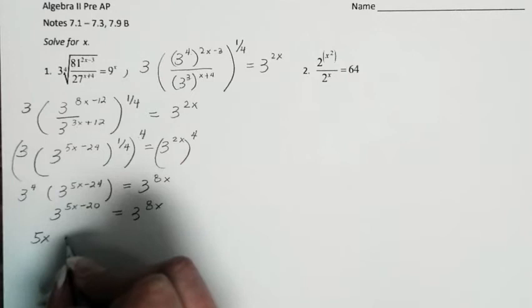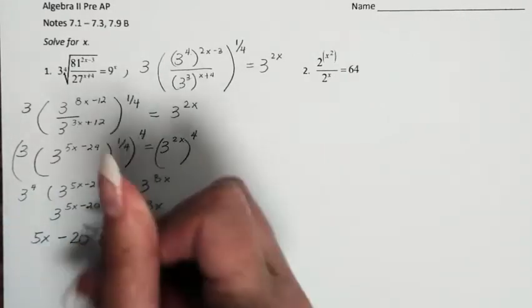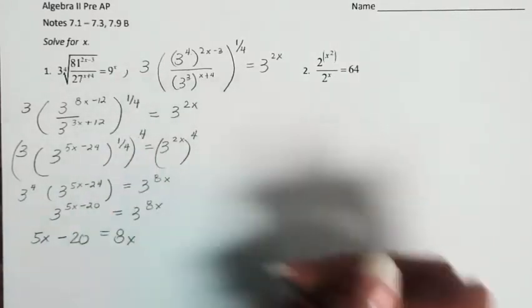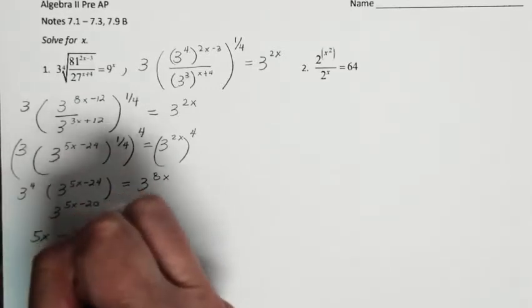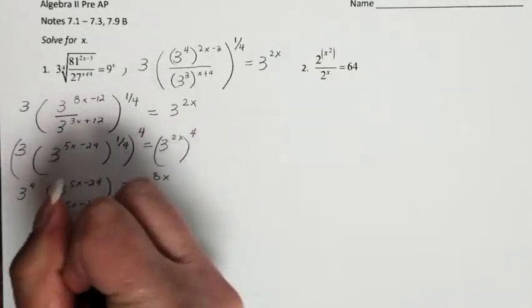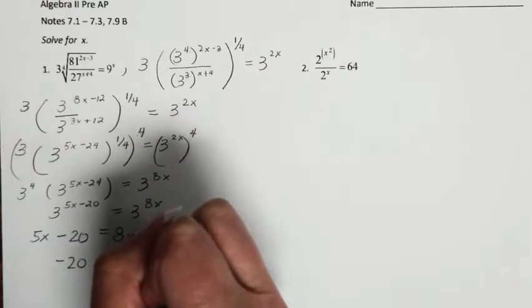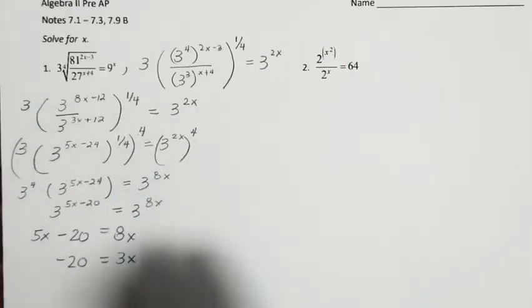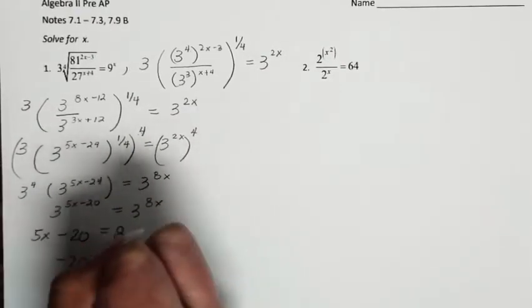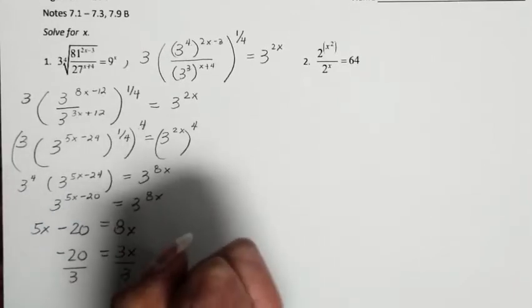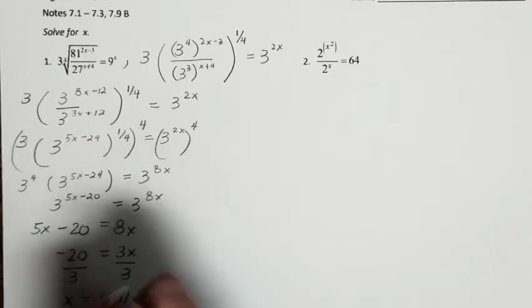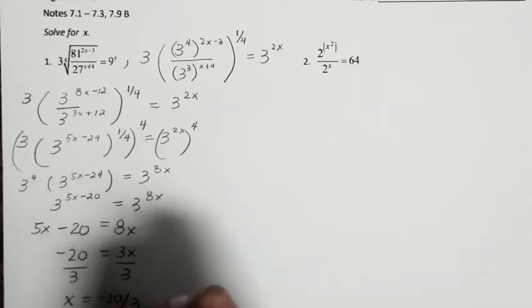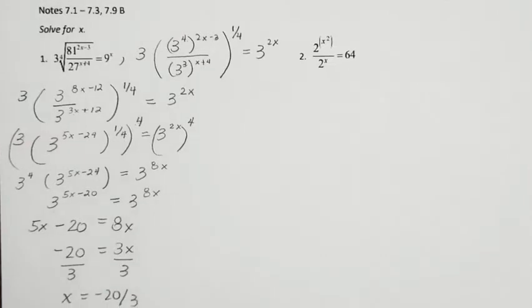Having 5x minus 20 is equal to 8x. When you have that, you know that you need to have your like terms together. Having the negative 20 here, we are passing the 5x, subtracting to the other side, so you have this. After this step, we need to divide both sides by 3, and boom, you are good. So this is your solution: negative 20 divided by 3, that is your solution.